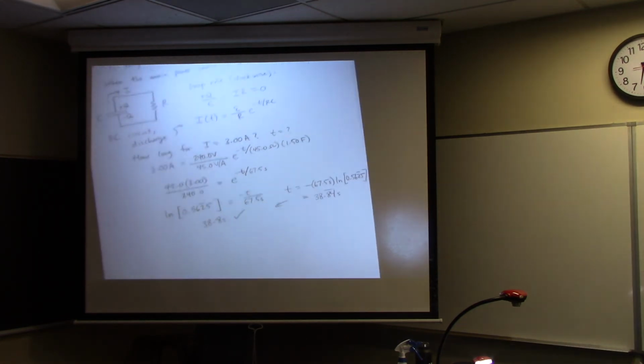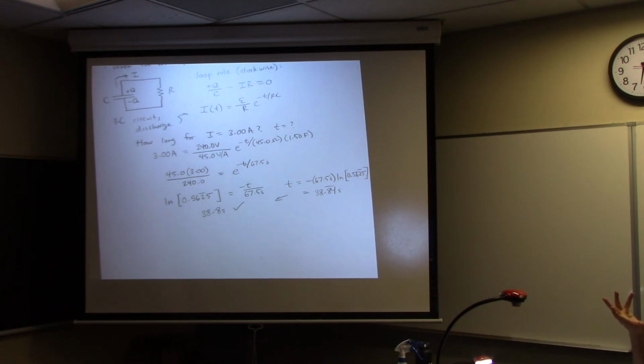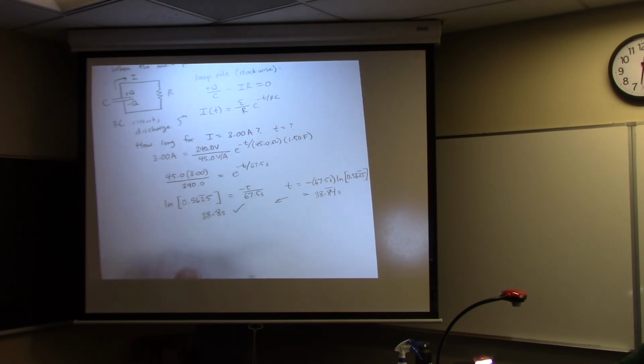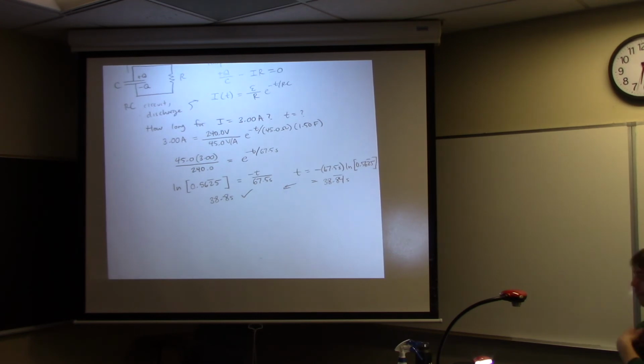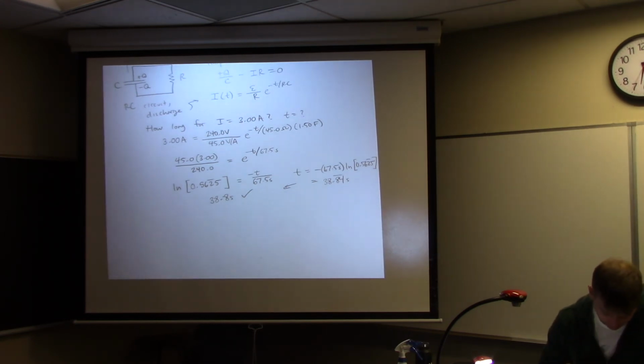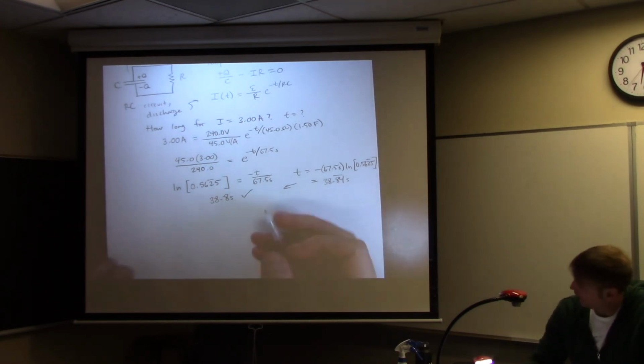So that's how long you have for this capacitor to actually work as a good backup power source, but after that, it's not going to work. So let's say this is your computer. That's how long you have to save all your files and shut it down. 38.8 seconds. Okay, so that's the time.